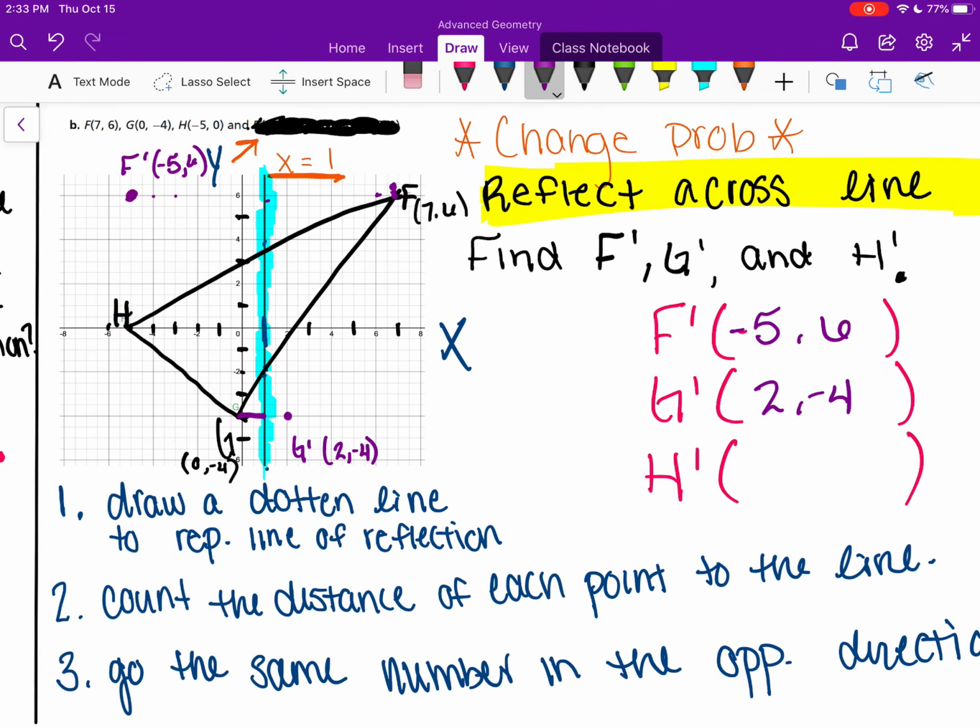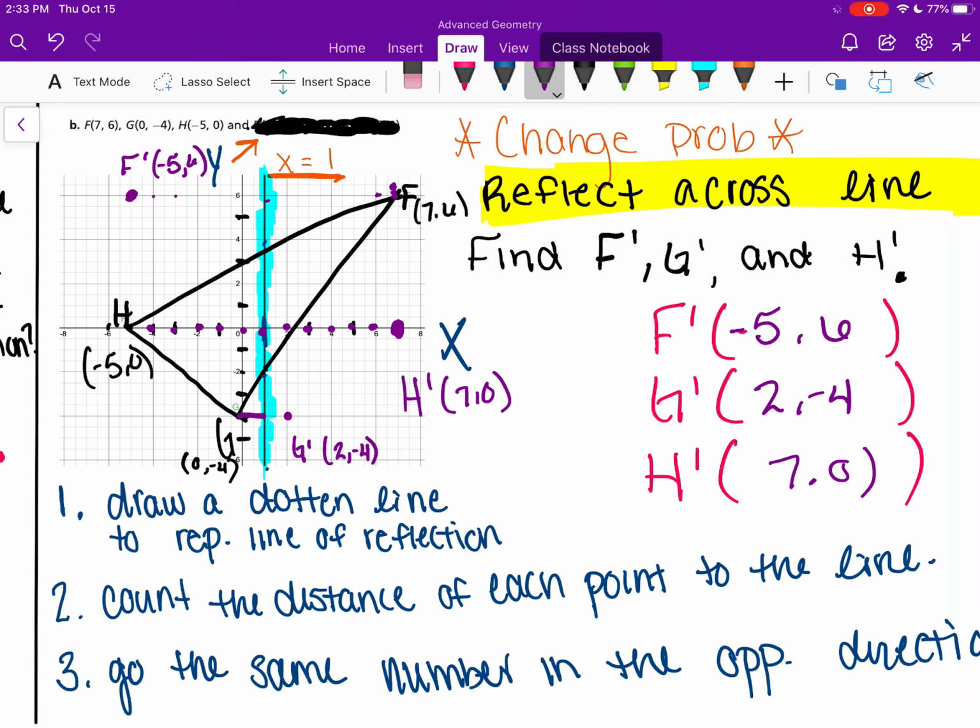And now our last one is H prime. H was at -5, 0. So we want to count the distance to our reflective line, our line of reflection. And that's at -5. So this would be 1, 2, 3, 4, 5, 6. Now I'm going to go 6 in the opposite direction. 1, 2, 3, 4, 5, 6. Right here would be my H prime at 7, 0.